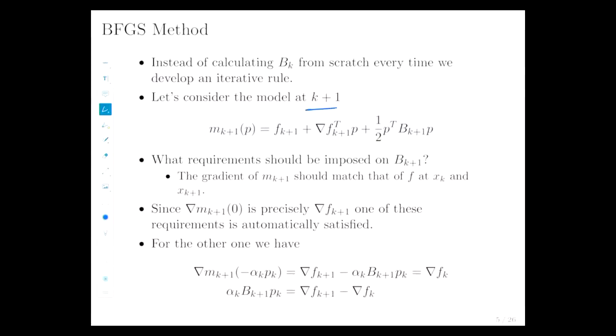Now let's consider the model at the next k. The only difference is now that the time index of k is k plus 1. We want to relate Bk and Bk plus 1 somehow. So that's the aim. So the first question is, what sort of requirements should I enforce on Bk plus 1?